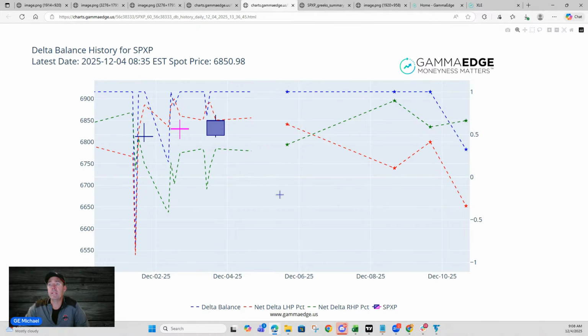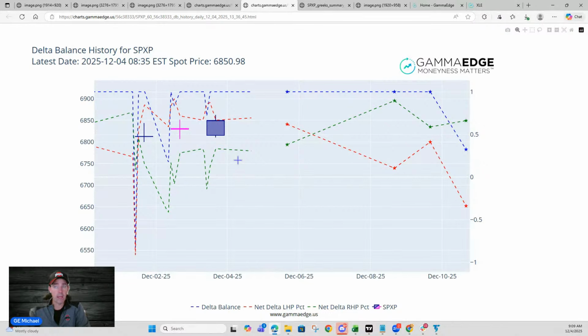All right, let's move on to the delta balance. Again, this is just separating the left-hand plane and the right-hand plane speculation. Left-hand plane is below spot price, so that's in the money calls and out of the money puts, and that is indicated here, red dotted line. And then the right-hand plane, as we refer to as the green dotted line, and that would be above spot price. That's the out of the money speculation, call speculation, as well as in the money puts.